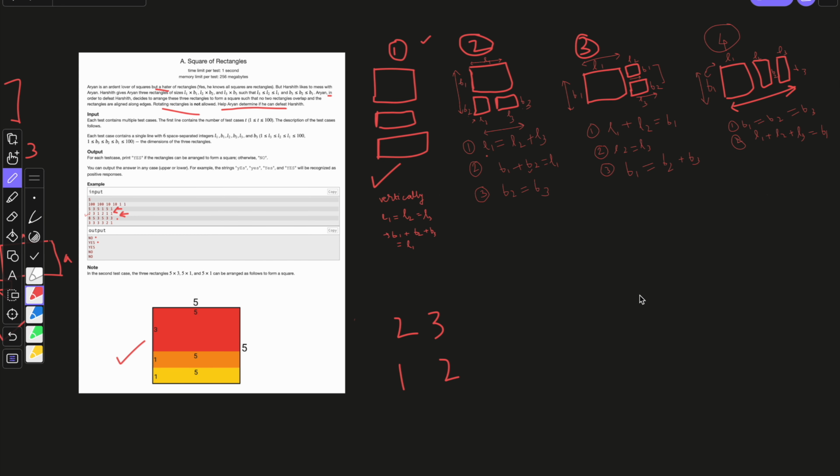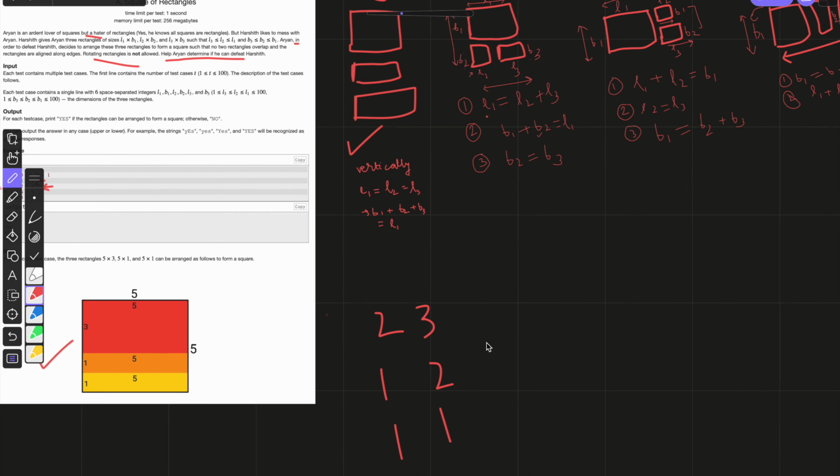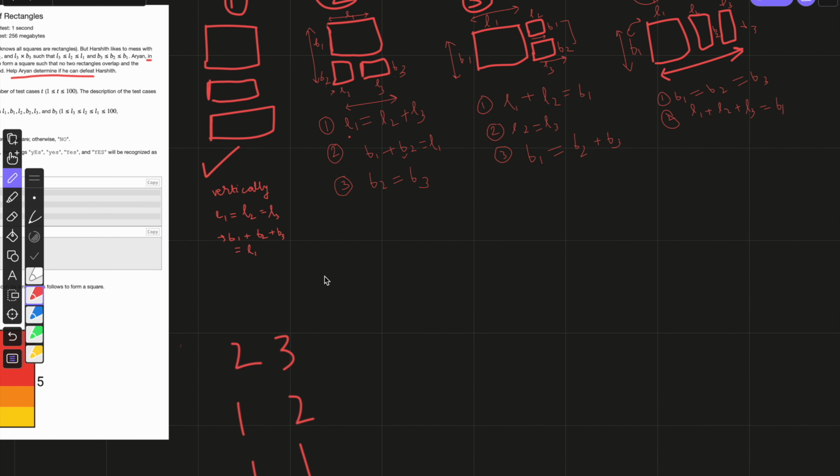Third test case on all these conditions. So L1 and B1 is 2 and 3, L2 and B2 is 1 and 2, and L3 and B3 is 1 and 1. Okay, so let's check it. Let's check the first condition: L1 equals L2 equals L3. This is L and this is B. L1 is not equal to L2 and not equal to L3, so this condition is false.